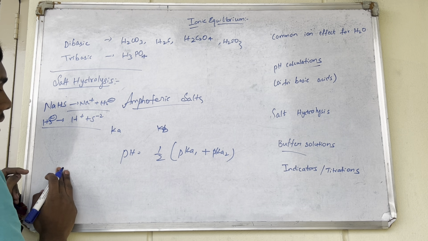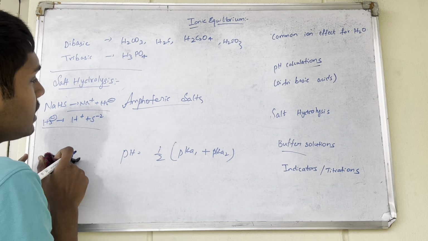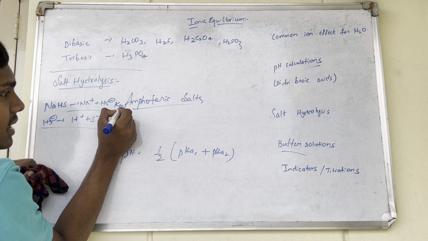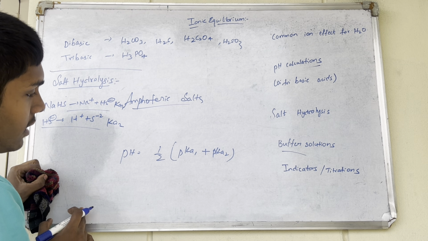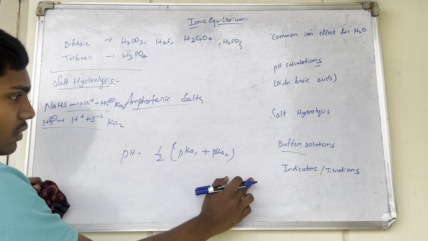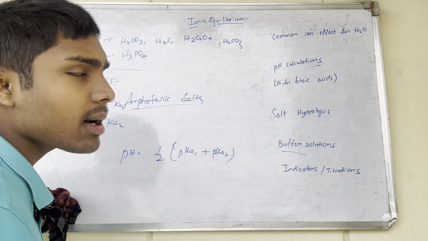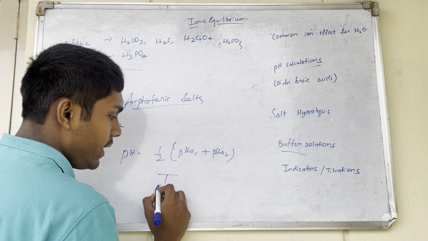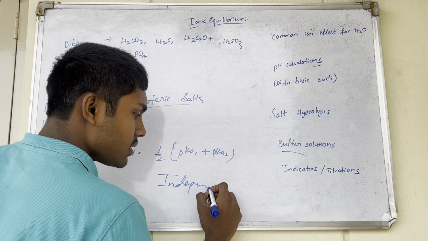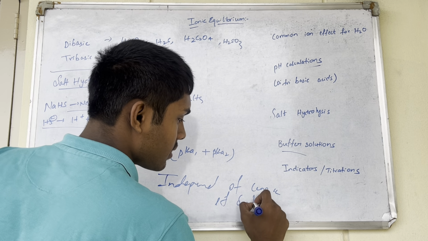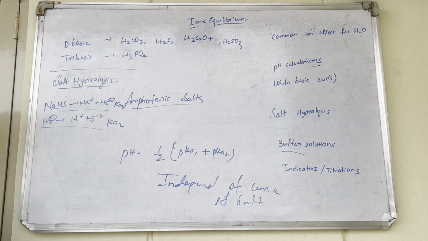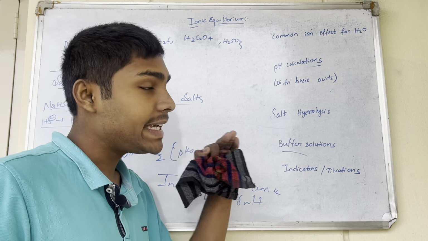So for that we can directly write pH. For this reaction it is Ka1 as a constant and Ka2 as an ionization constant. So you can directly write pH equal to this formula. But an important observation is that it is independent of the concentration of the salt, correct? It does not depend upon the initial concentration, which is one of the key points of observation.